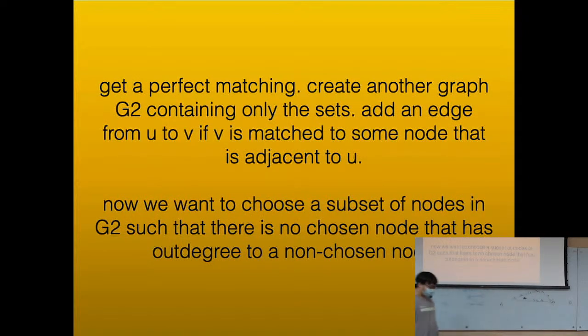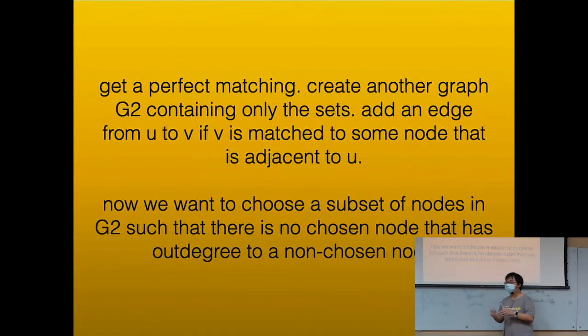The first thing is actually what you already mentioned. So the first thing is that we are actually close. Let me mention this part again for those of you who are maybe not sure why. Basically we create a perfect matching, and then we create another graph G2 containing only the sets, and then for every unmatched edge, we add an edge from u to v.